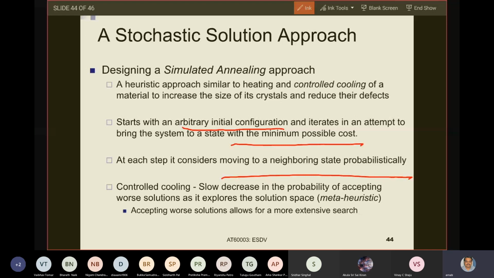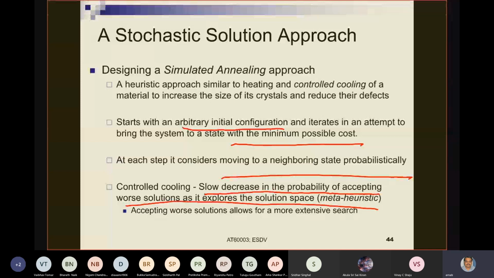now what does controlled cooling mean? Controlled cooling means the slow decrease in the probability of accepting worse solutions as it explores the solution space. Let us see the algorithm first and then go and slowly try to explain, understand the algorithm.